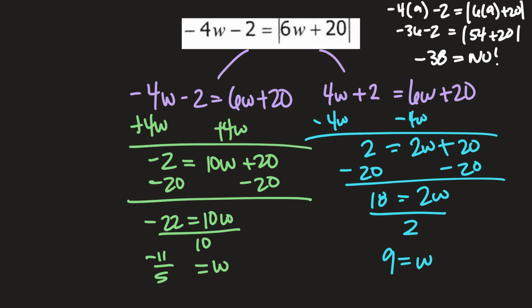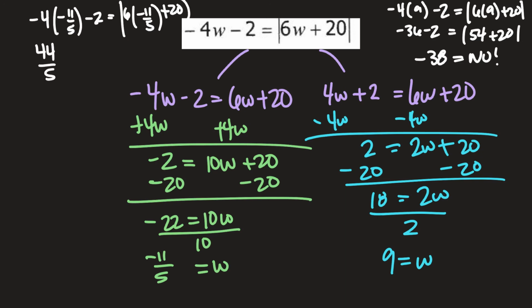So we'll come over here and we will check negative 11 over 5. So I have negative 4 times a negative 11 over 5 minus 2 is equal to the absolute value of 6 times negative 11 over 5 plus 20. So the two negatives make a positive, so 44 over 5 minus 2 is equal to the absolute value, negative 66 over 5 plus 20. So I need to make that 2 have a denominator of 5. So that'll give me 10 over 5.